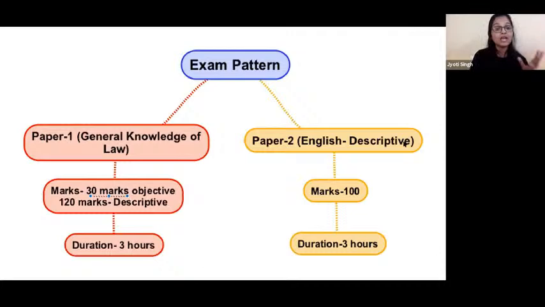And guys, let me tell you, this exam is actually not an easy one because you have really few vacancies. If you see the 2019 notification, there was just one vacancy. Just one vacancy. So you can understand the kind of competition that you need to face when it comes to the RBI Grade B exam, right? So this is definitely not an easy exam and you should not take it lightly.